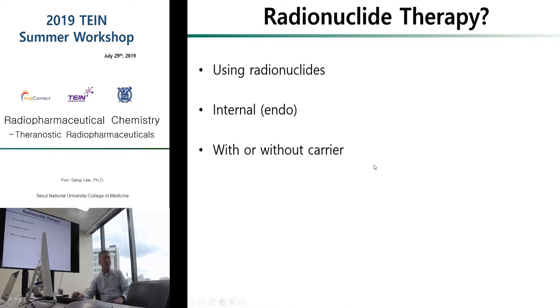So what is radionuclide therapy? What is the difference from external radiation beam therapy? We use a radionuclide and we inject it or put it into the human body. Then the radiation happens inside the body. Sometimes we can use iodine-131, we can inject or administer it as a naked radioisotope. Or sometimes we should chelate it or make a carrier to reach the target site.